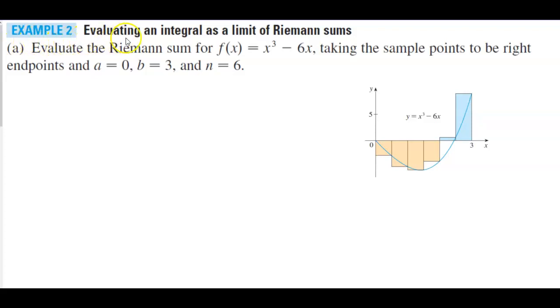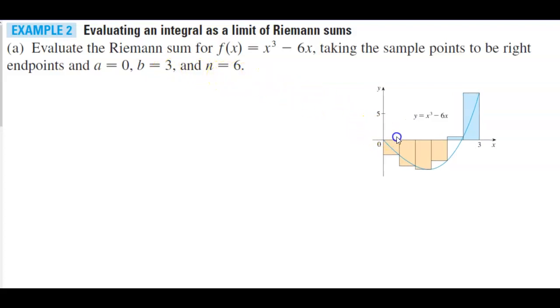Example 2. Evaluating an integral as a limit of Riemann sums. Part A. You want to evaluate the Riemann sum for f of x equals x cubed minus 6x, taking the sample points to be right endpoints, and a is equal to 0, and b is equal to 3, and n is equal to 6.